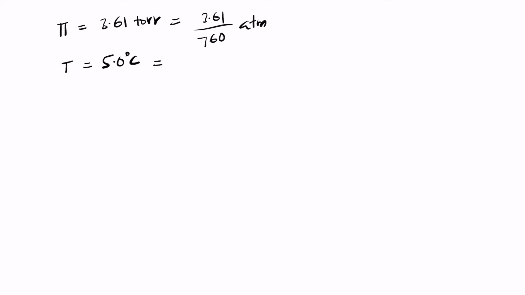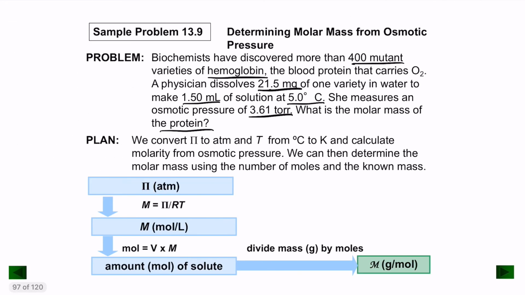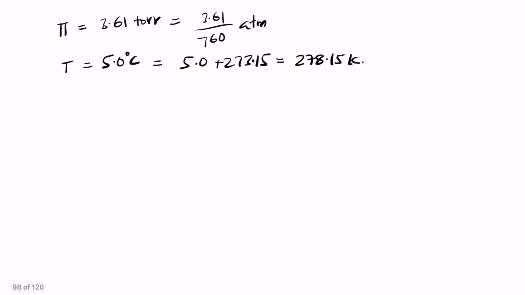And temperature is 5 degrees centigrade. So convert it into Kelvin. It becomes plus 273.15, so that gives you 278.15 Kelvin. So we have the pressure and the temperature. They're asking us to calculate the molar mass of the protein. To find the molar mass of the protein, we need the molarity first.